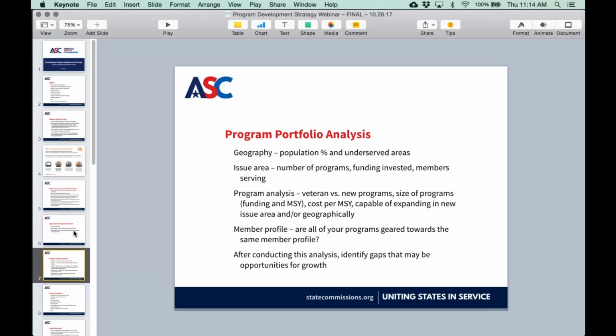Issue area is another important one to understand. And again, each commission feels a little bit differently about how they want to diversify their portfolio by issue area. Some really value that. Others really want to focus their resources in one particular area. There's no right or wrong answer there, but I think, again, understanding where your portfolio is in this is very, very important. So how many programs do you have in particular issue areas?